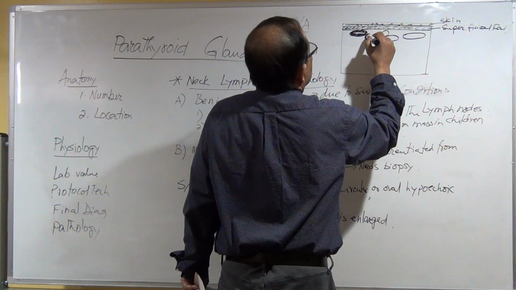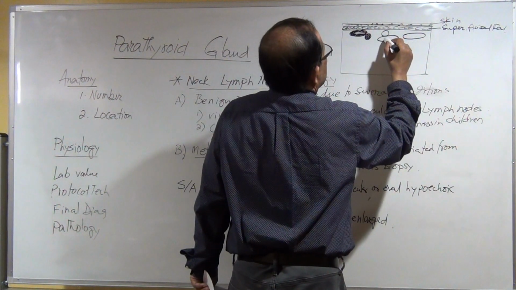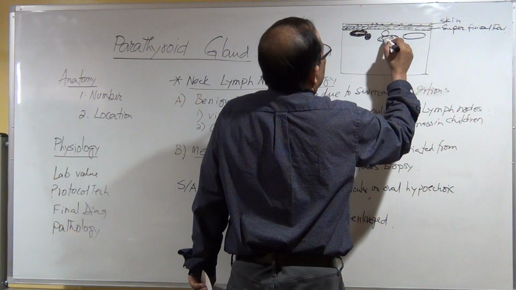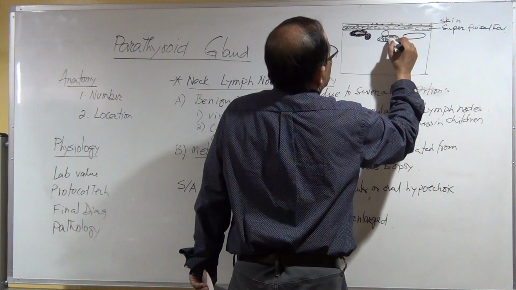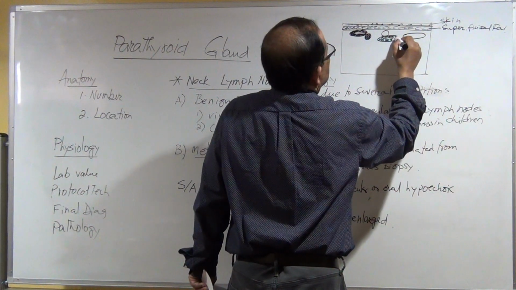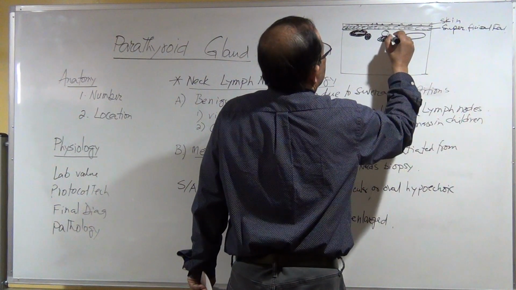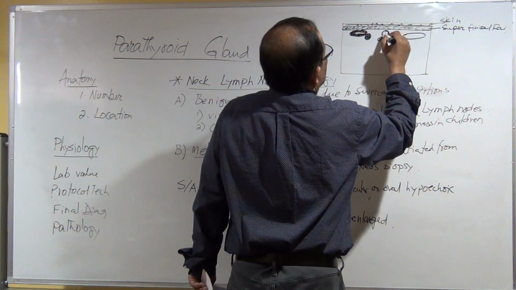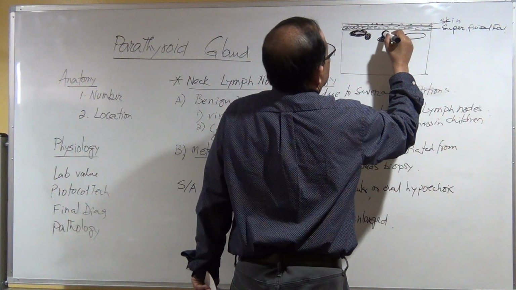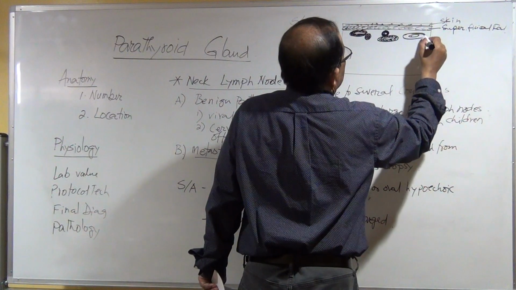Now, hypoechoic rim around the center. Hypoechoic, sometimes it looks very dark, close to anechoic. And you will see at the center little brighter.